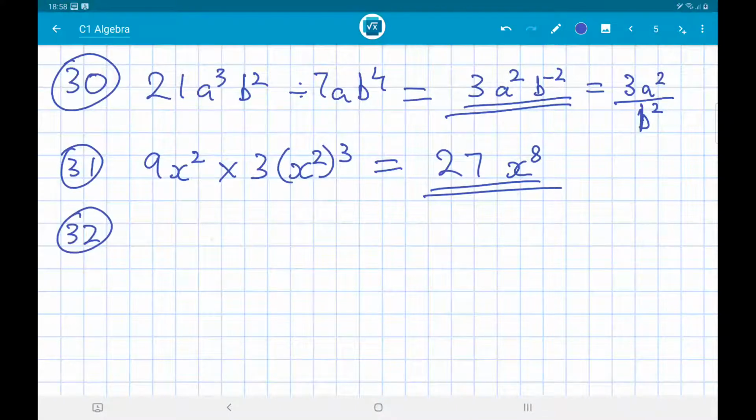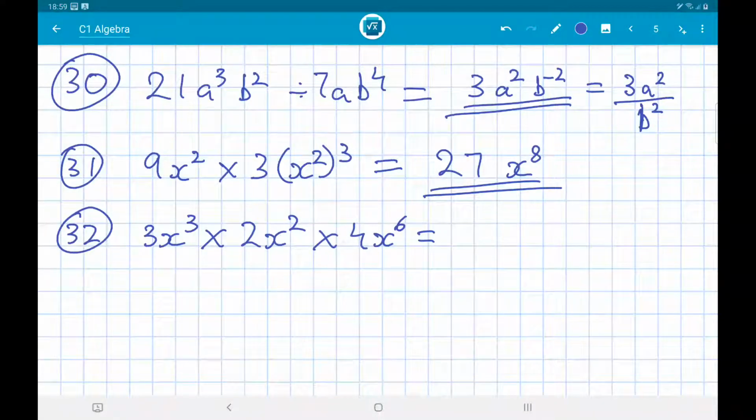32 is 3x cubed multiplied by 2x squared multiplied by 4x to the 6. It's a little bit too much. 4x hexared, I don't think that's a word, but no, it's to the 6. It's much easier to pronounce. 4 times 2, 8 times 3 is 24.